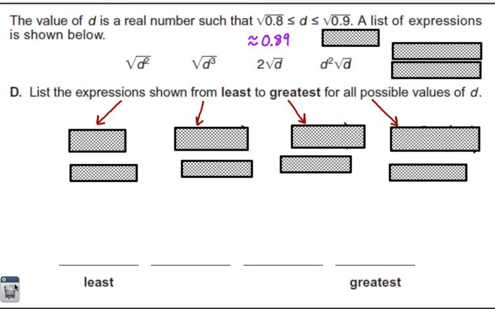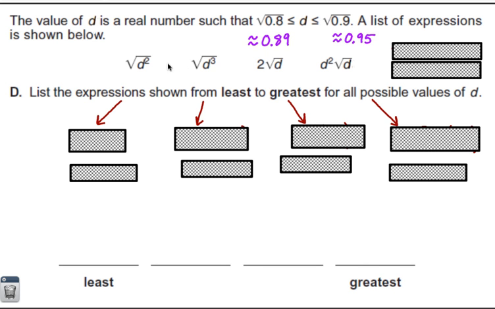Well, it's going to be a real smart business to go to your calculator and approximate the square root of 0.8 and approximate the square root of 0.9 and get those two values. So ultimately, you know, again, you should have read this and tried this already before watching the video. Ultimately, you're going to be trying to do what? You're going to be trying to put all of these in least to greatest order.